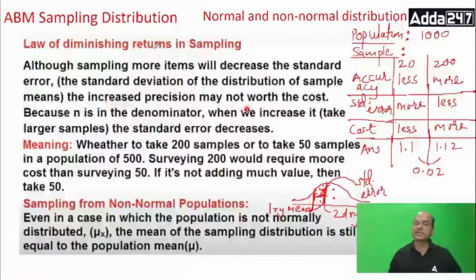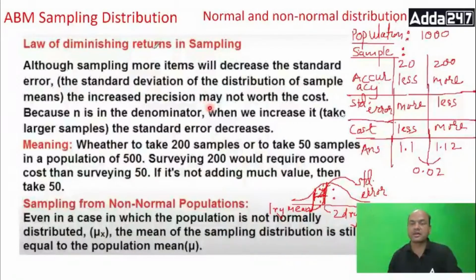The increased precision may not be worth the cost because n is in the denominator. When we increase it, the standard error decreases. Standard error decreases as you go on increasing the sample size. Whether to take 200 samples or 50 samples in a population of 500. Surveying 200 would require more cost than surveying 50, isn't it? And if it's not adding value, then take only 50. Okay? Got this point? This question is asked in the exam.